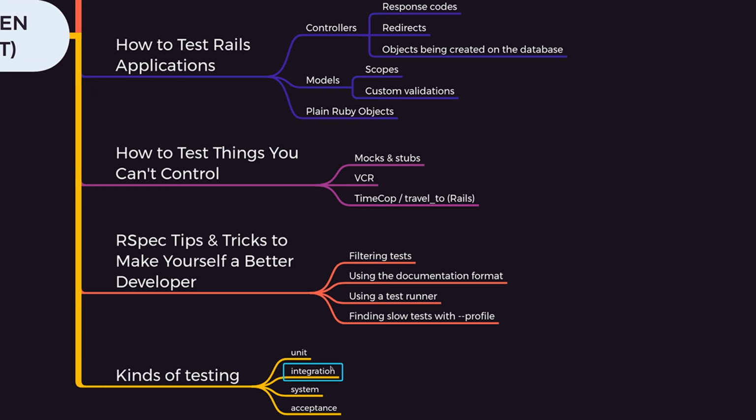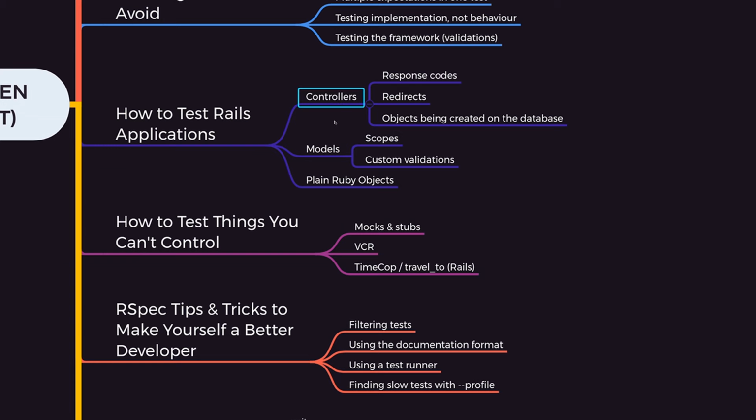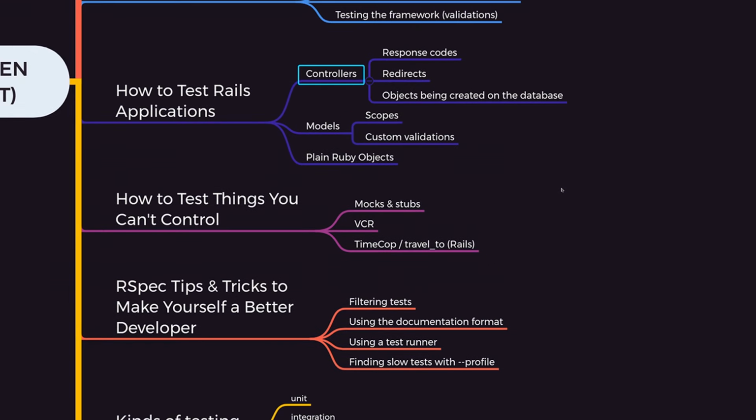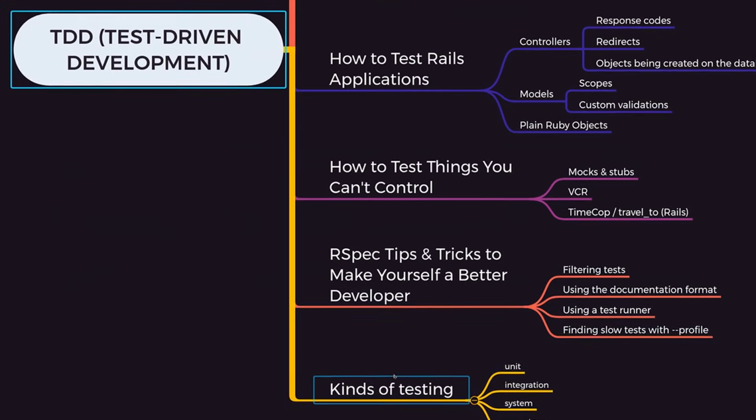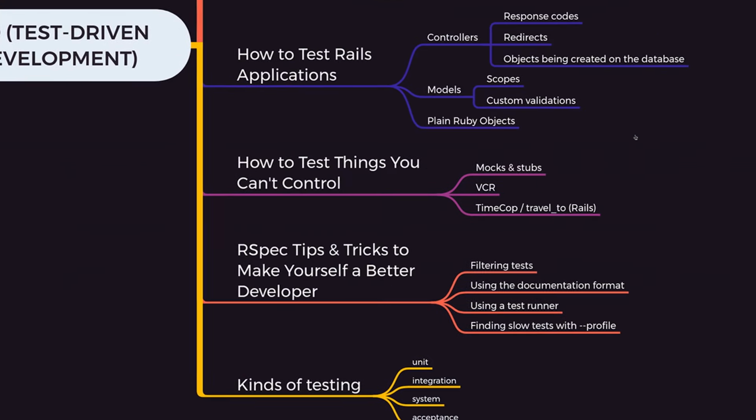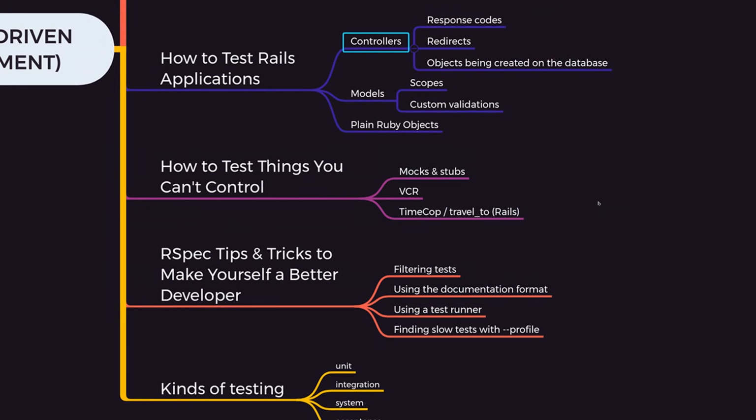Now, an integration test is what we have done here with the controller. The difference is that with a unit test, you're testing one little thing, one input and one output. With integration, you're testing different things working together. That's what we have done with the controller test. We test different things coming together. So that already covers two things.